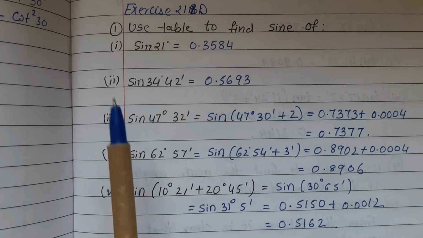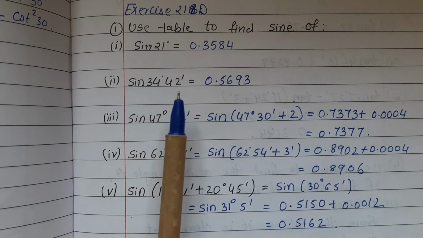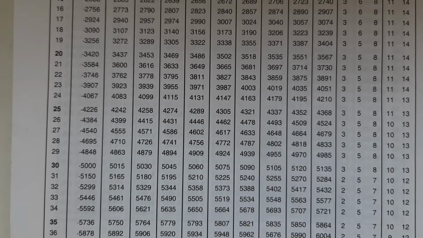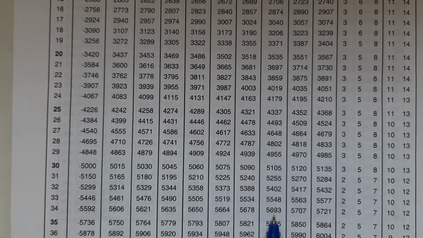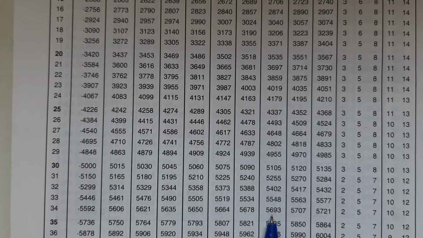Second sum, sine 34 degree 42 minutes. 42 minutes is this column from above. So the answer is 0.5693.